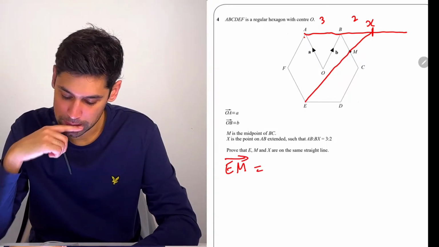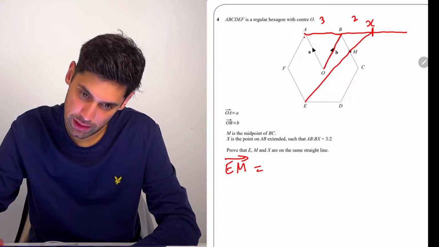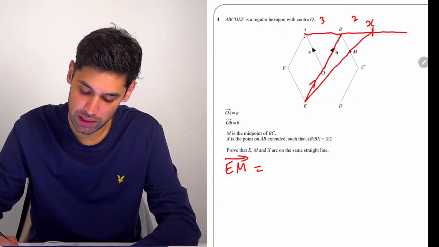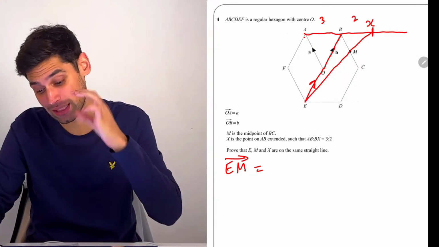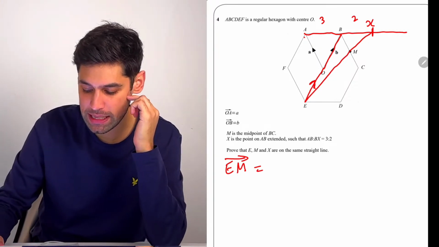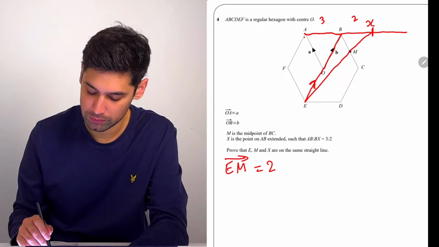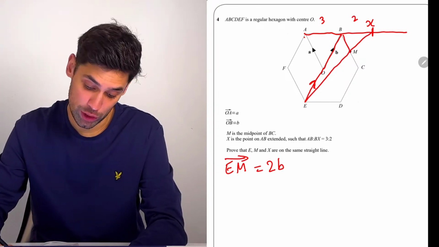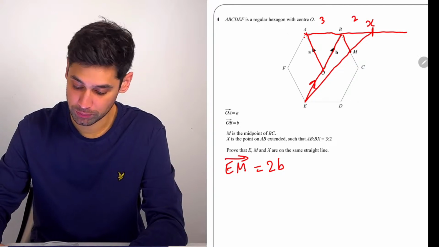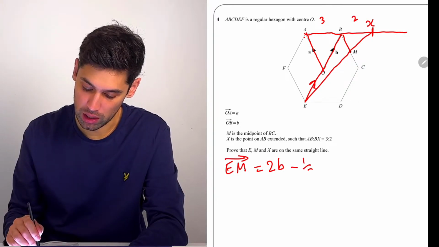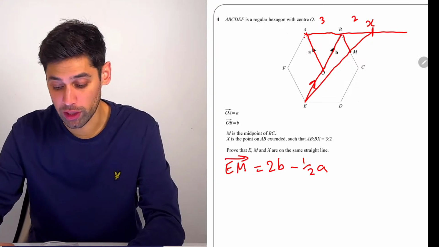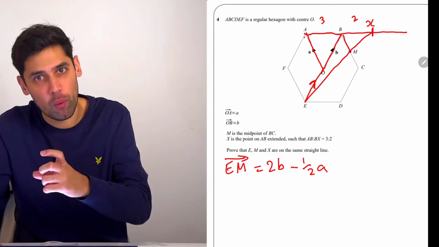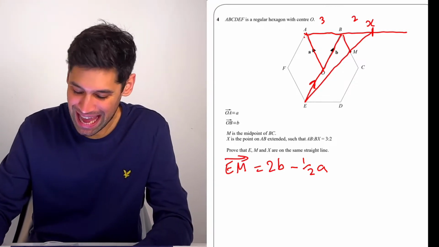So I'm going to say, now I can see that this line here, that vector there is b. And because it's a regular hexagon, that means there to there is also going to be the vector b. Because it's the exact same length and it's the exact same direction. So from E to B is 2b. And then from B to M, well, that's half of BC, which is exactly the same as A to O. So it's going to be minus a half a. Because we're going backwards, the direction against the arrow, and only halfway of the line. So that's the vector EM.